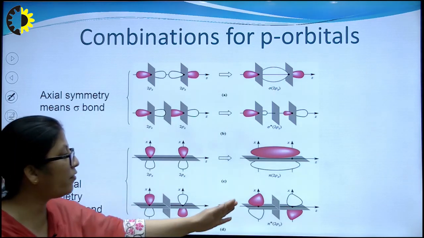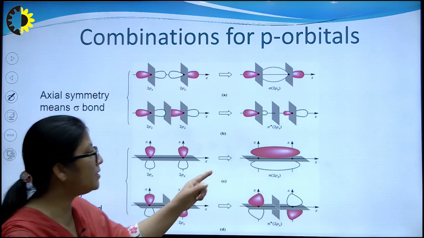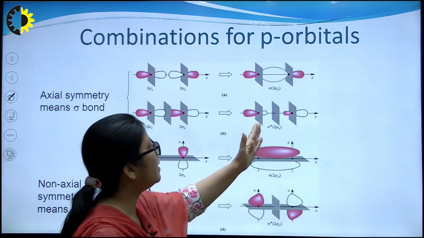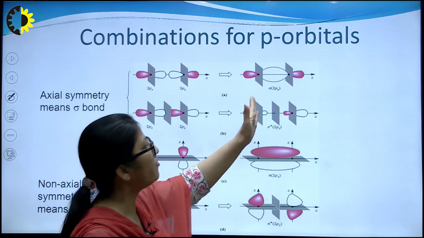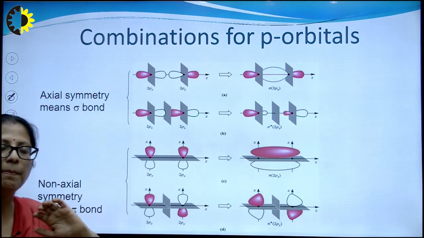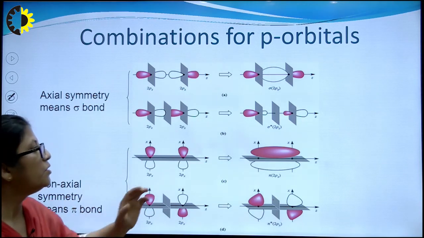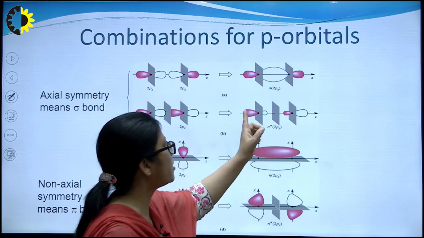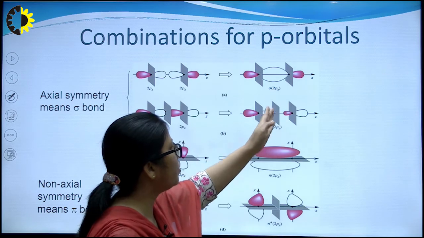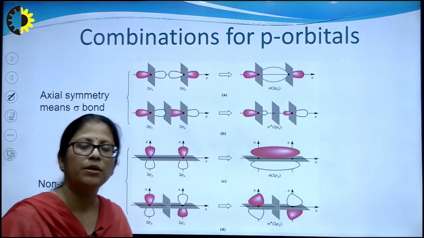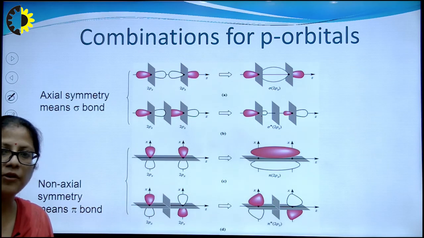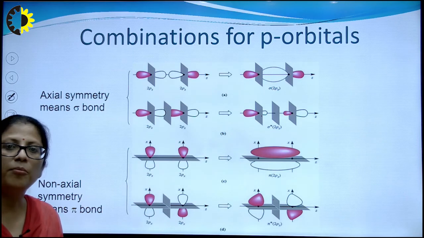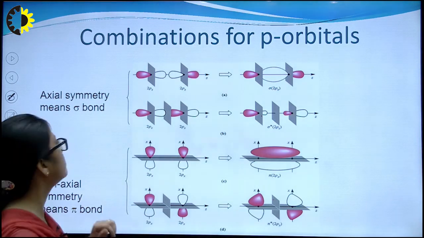So, the number of nodes increases. In this case, there is a combination, then one node, then two nodes and finally three nodes in the sigma star 2pz. So, this is positive, this is negative, again this is negative, this is positive. So, positive negative node, positive negative node, negative positive node. The number of nodes will increase. So, this is how pi and sigma bonds are formed in the case of p orbitals.